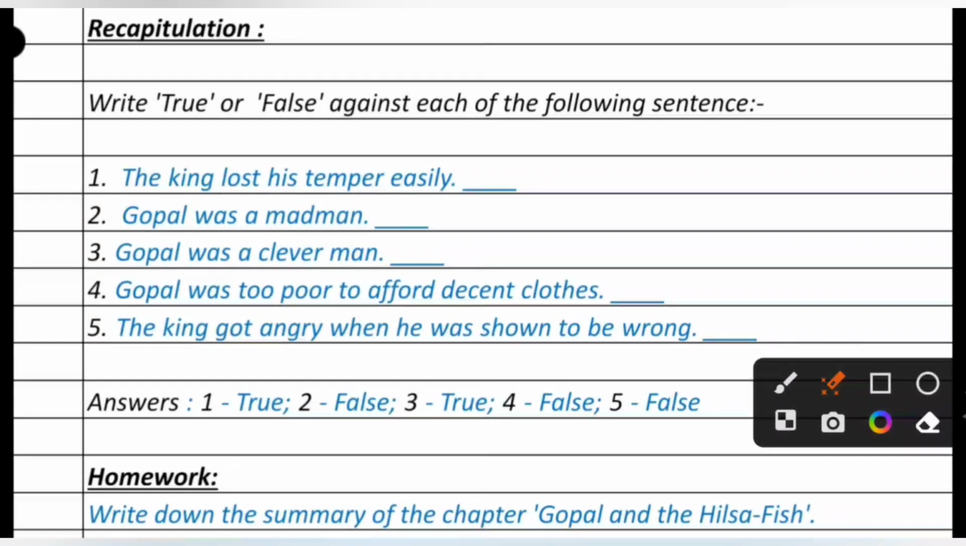After this, it is compulsory to give the homework or home assignment to the students. So first tell the homework orally to the students and then write it on the board. So here we can write the summary of the chapter Gopal and the hilsa fish. Now your lesson plan is complete.